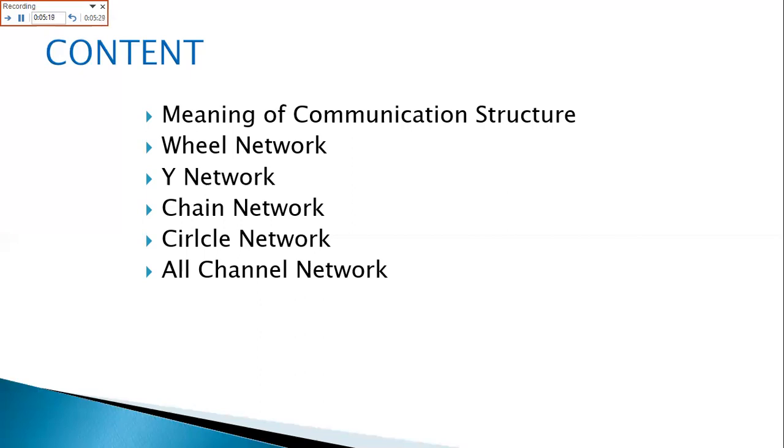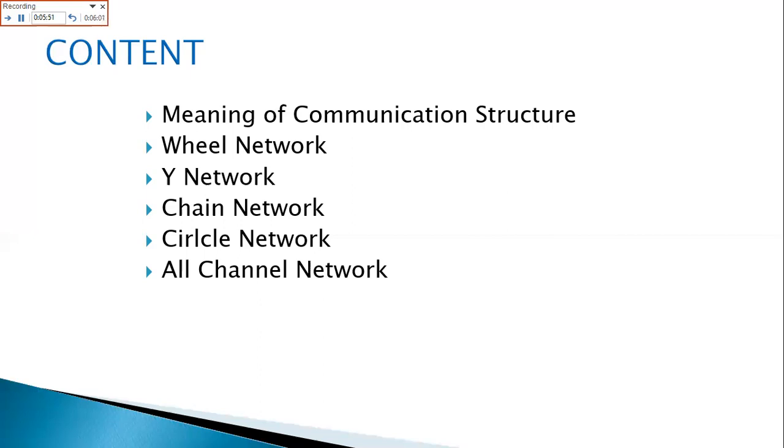In this type of network, only the manager communicates to subordinates, but subordinates are not allowed to communicate with others.